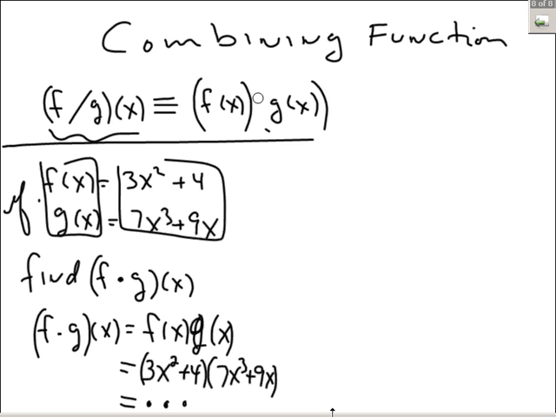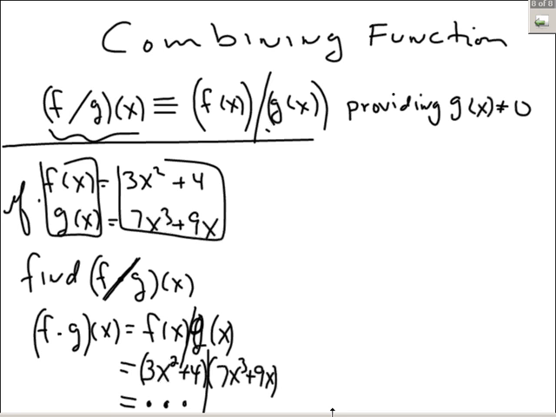You divide. That is f over g of x is f of x divided by g of x. But this is providing g of x is not 0. You can't divide by 0. That's the only thing. So here, find f over g of x. All you do is divide. That is, the answer is f of x over g of x. You divide.